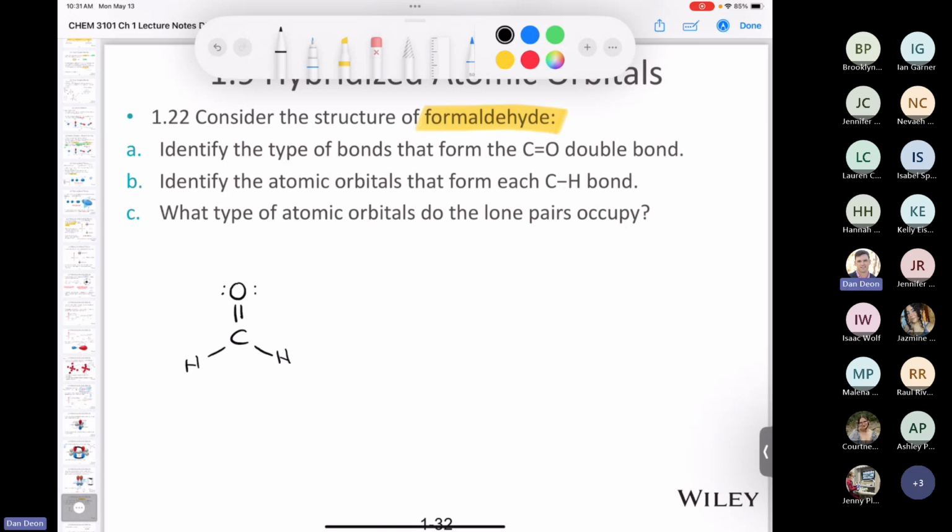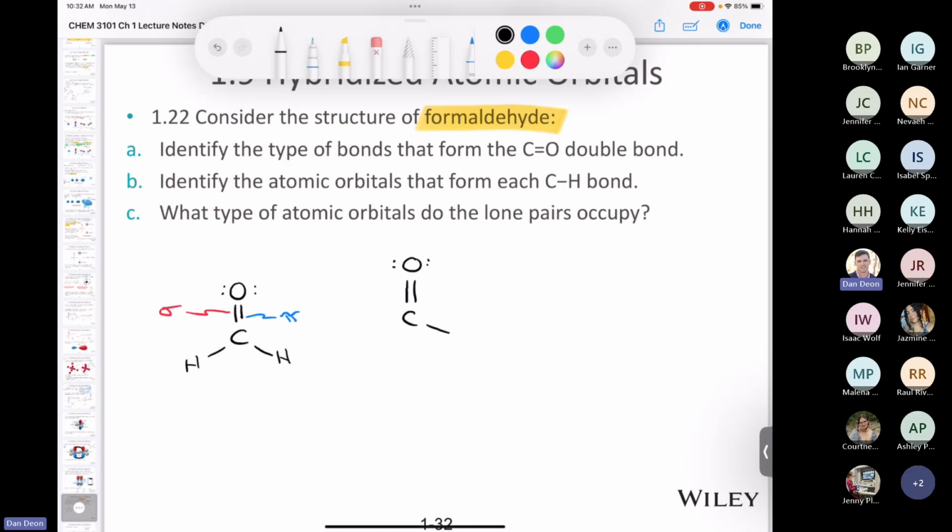Okay, and it says identify the types of bonds that form the carbon-oxygen double bond. I'll get you guys to help me with this. The first bond between two atoms is always a what? What kind of bond? Sigma. Yeah, thanks. Awesome. The second bond is called a? Anybody? There you go. Pi. Great. Awesome. Thanks. Now it says identify the atomic orbitals that form each carbon-hydrogen bond. So I'm going to redraw the molecule here.